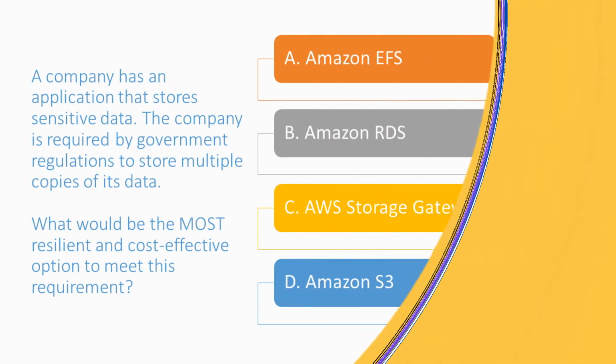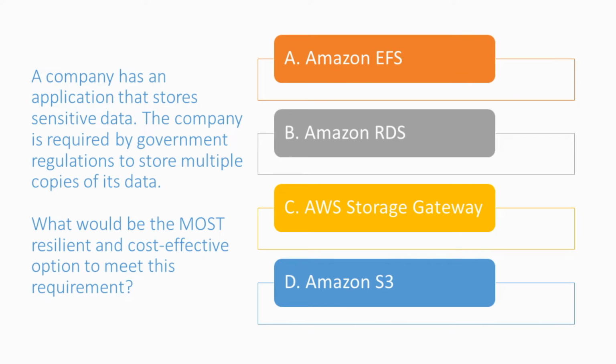So, let's start. Let's talk about this question. A company has an application that stores sensitive data. The company is required by government regulations to store multiple copies of its data. What would be the most resilient and cost-effective option to meet this requirement? Options we have: A. Amazon EFS. B. Amazon RDS. C. AWS Storage Gateway. D. Amazon S3. Correct answer for this question is option D.